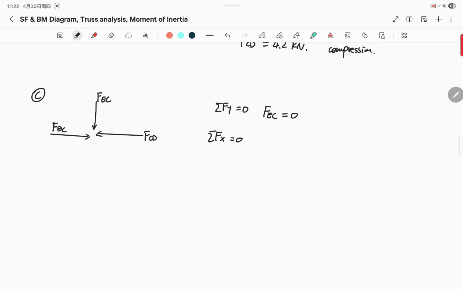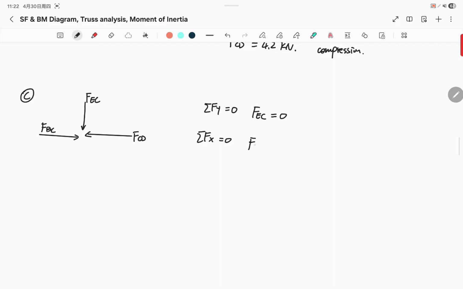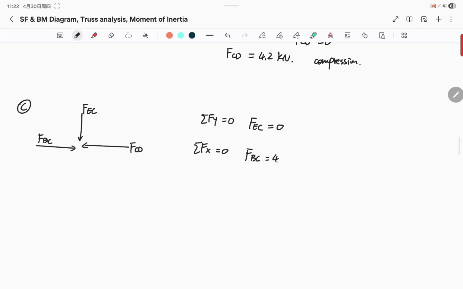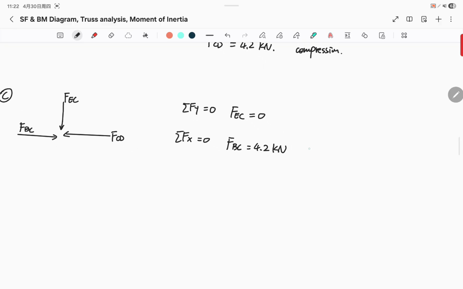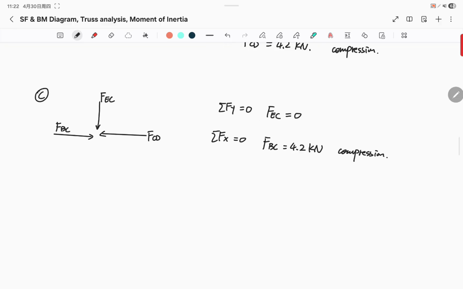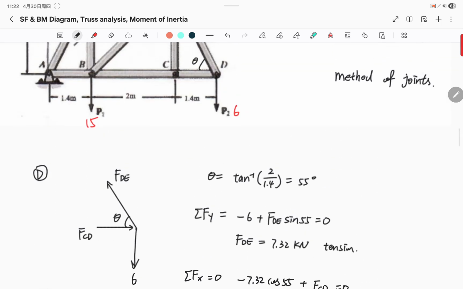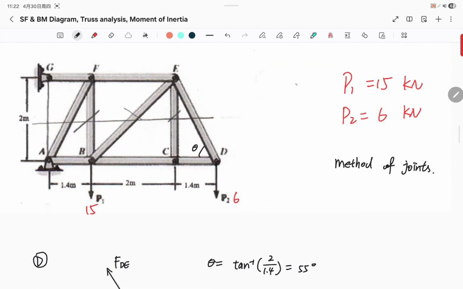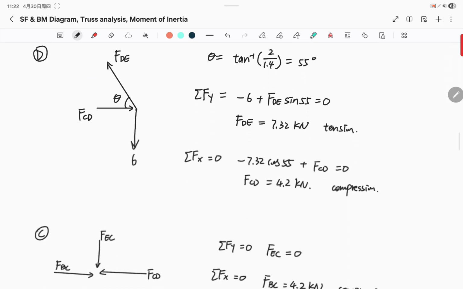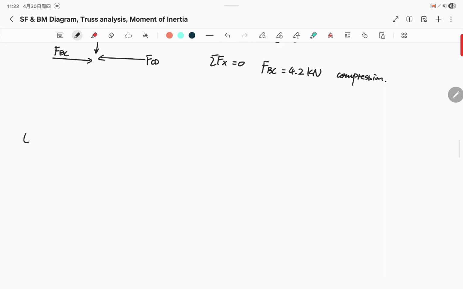And very easy, we can still solve FBC. It has the same magnitude as FCD, just the opposite direction, and it is in compression. Now we have E, we have C, we also have D, so we can solve what's at E. So let's draw E.